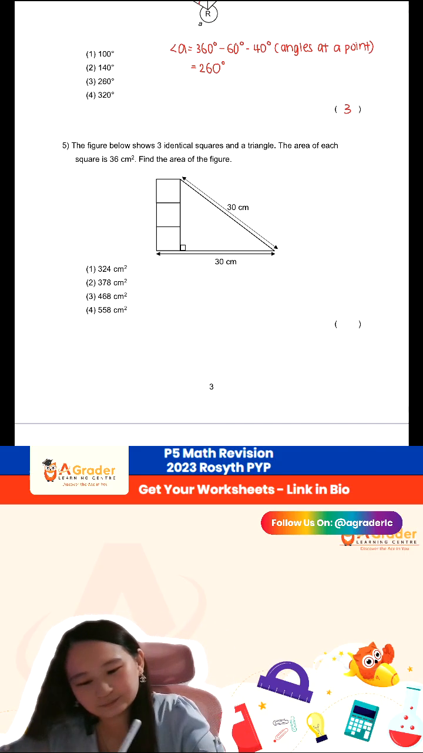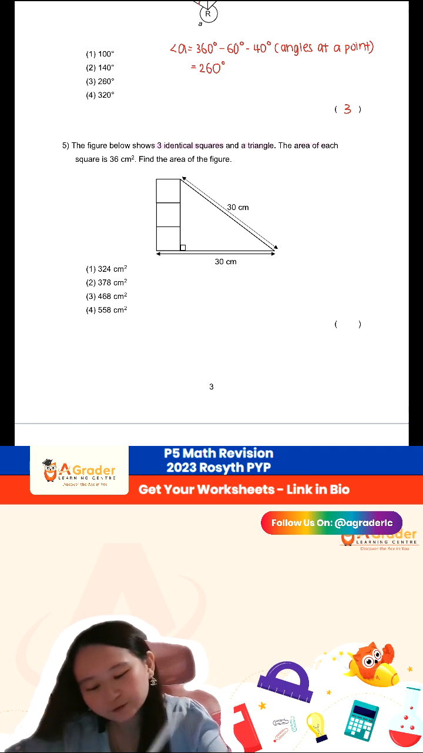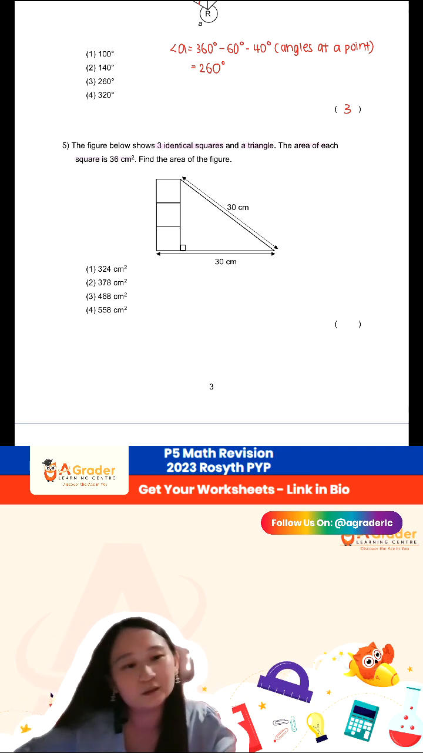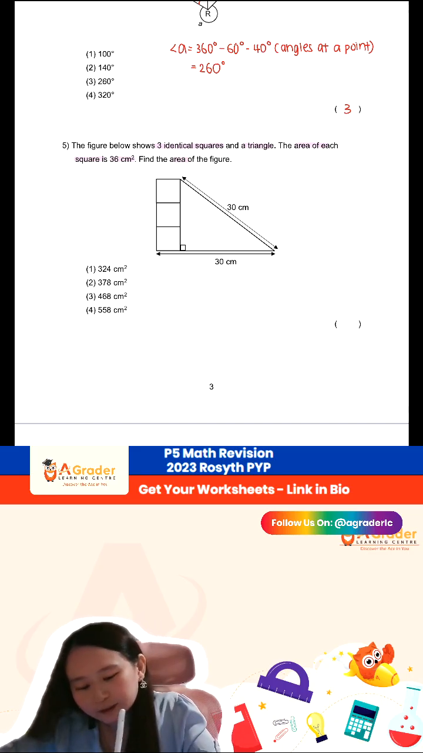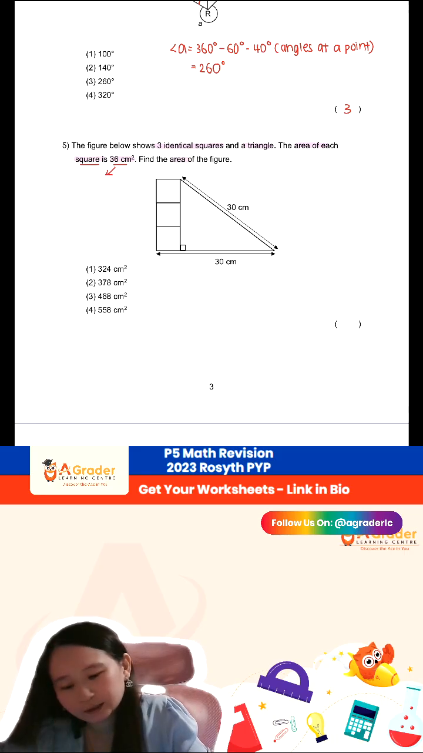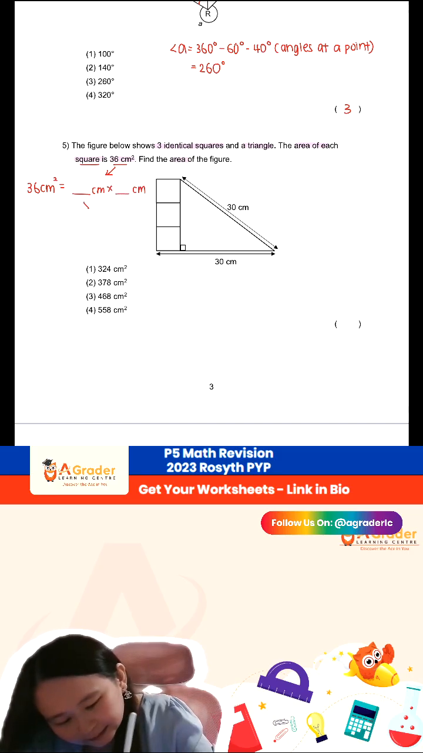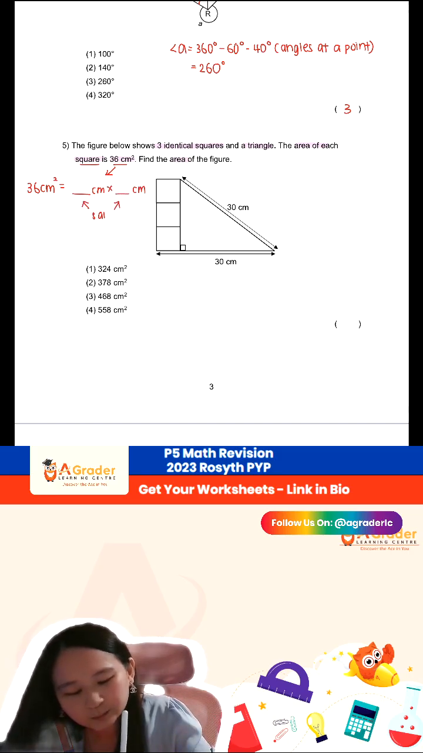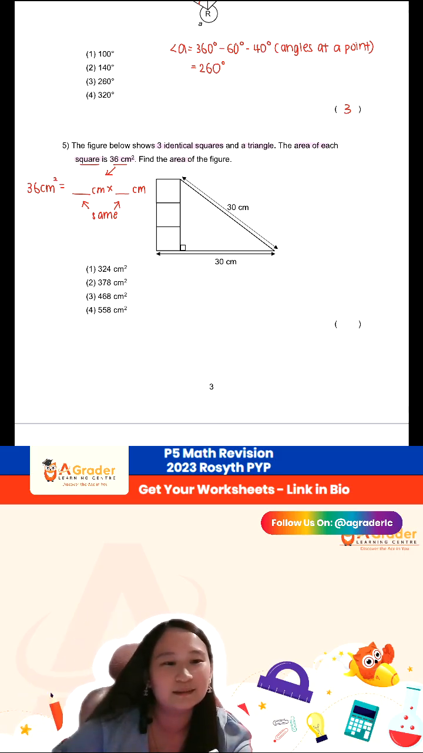The figure below shows 3 identical squares and a triangle. The area of each square is 36 centimeters squared. Find the area of the figure. So they give you the area of the square is 36 centimeters squared. So 36 centimeters squared is equals to how many cm times how many cm? Since it's a square, both of them must be the same number. Which two same numbers multiplied together will give you 36?